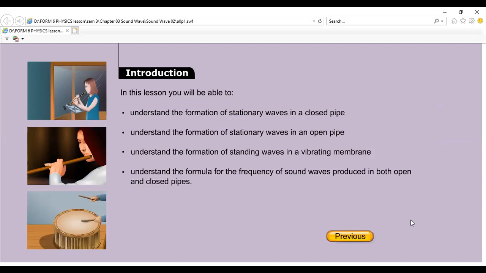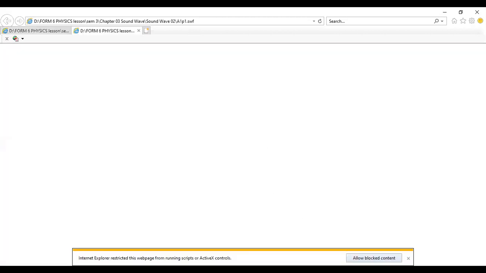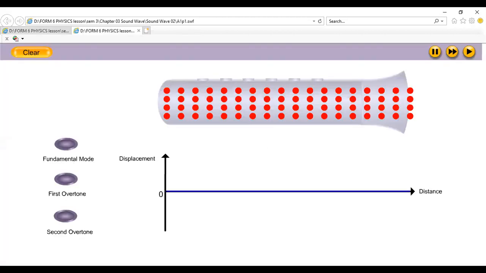So today's lesson, as we discussed just now, you were able to understand the formation of the stationary wave in the closed pipe, in the open pipe, in the vibrating membrane, and understand the formula for the frequency. Okay, next.